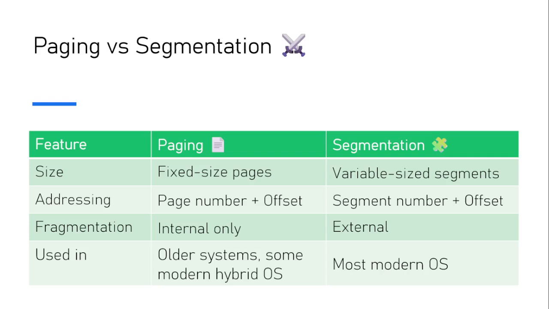Paging is used in all older systems, while some modern systems have hybrid OS which use both paging and segmentation, while segmentation is used in most modern OS.